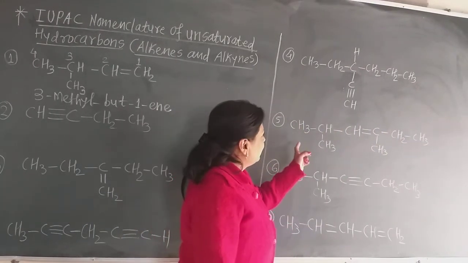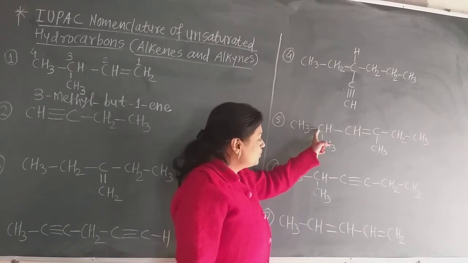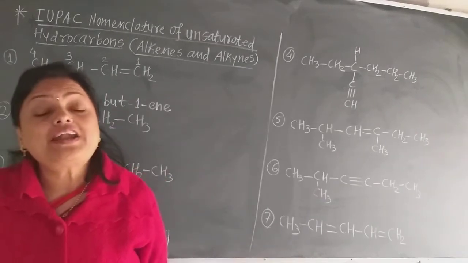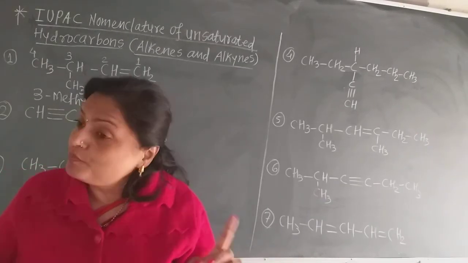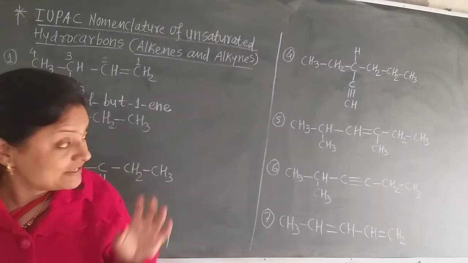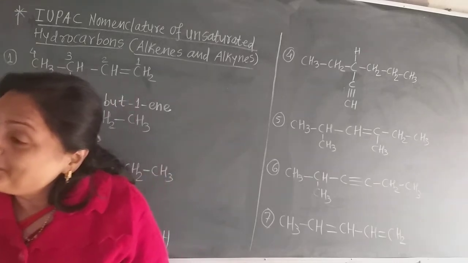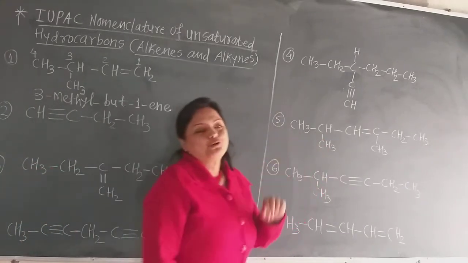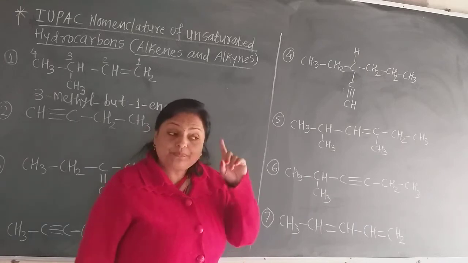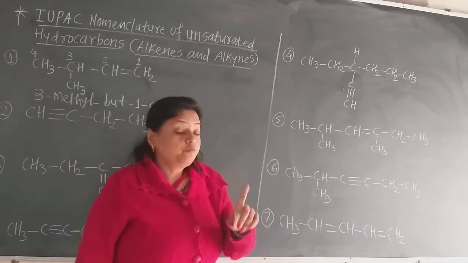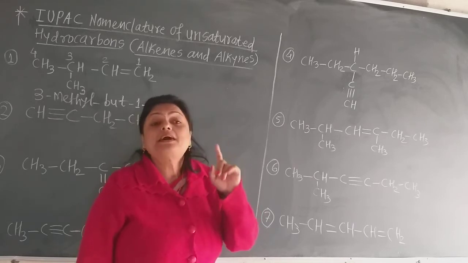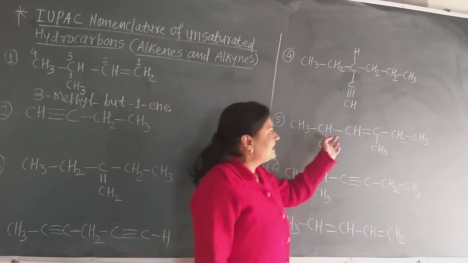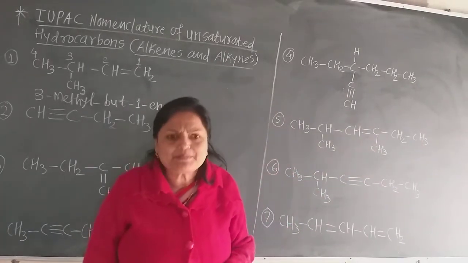But if we number from this side, there is the alkyl group on the second carbon atom. So though the double bond is on the same carbon atom from both sides, if such is the situation, then number the carbon atoms from the side which has the nearest alkyl group. But what is the first preference? For alkene and alkyne, always number from the side where the double or triple bond is nearest. But here, from both sides the double bond is on the same carbon atom, the third.